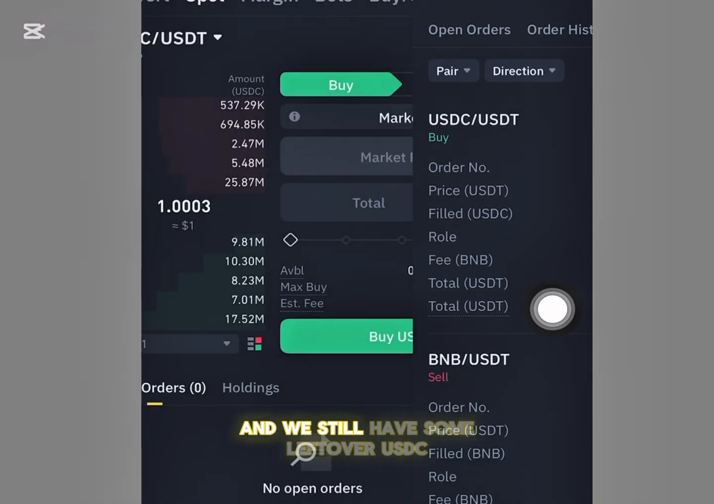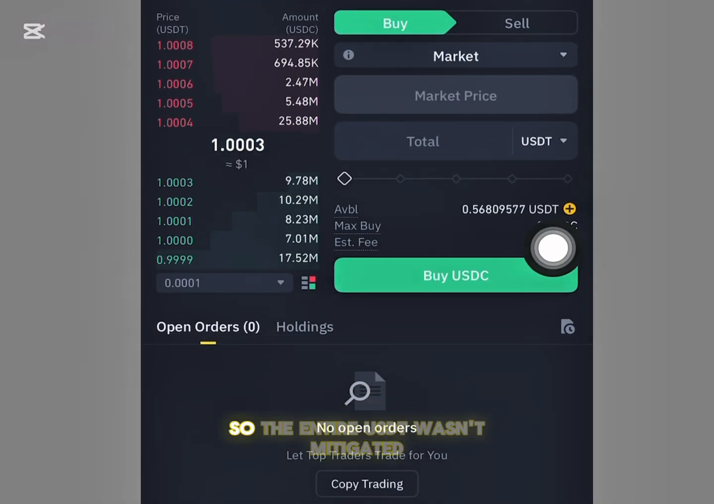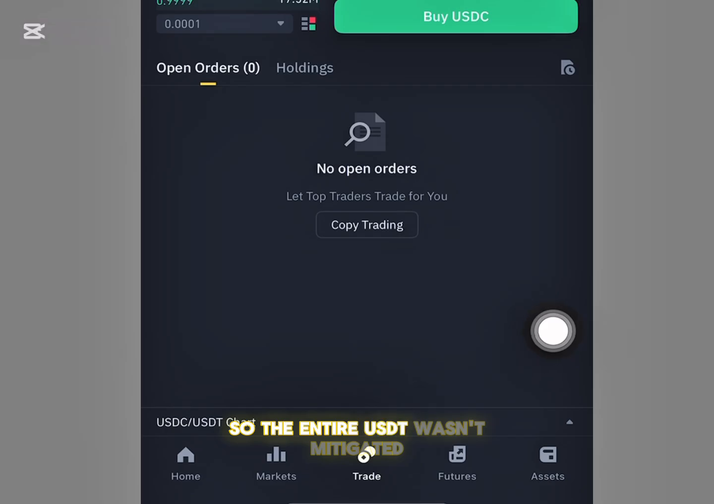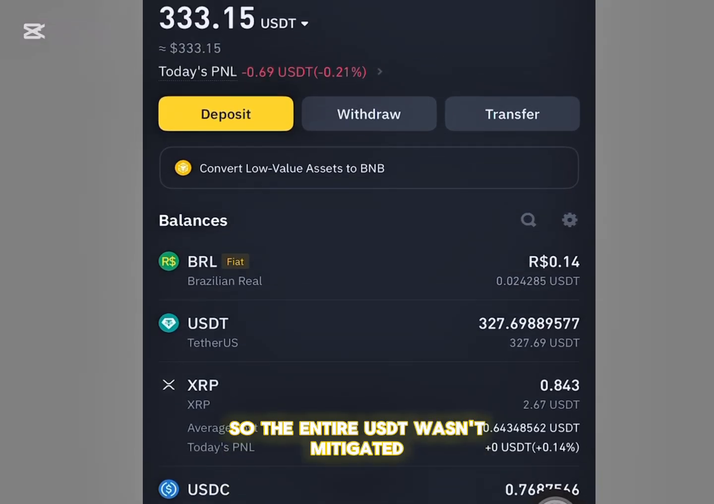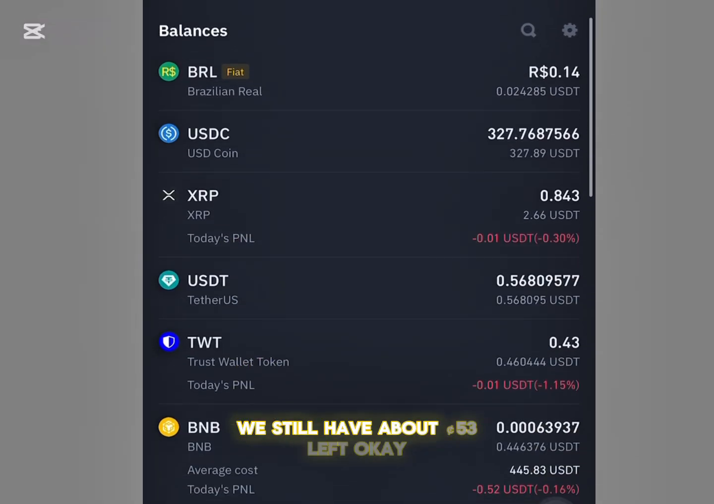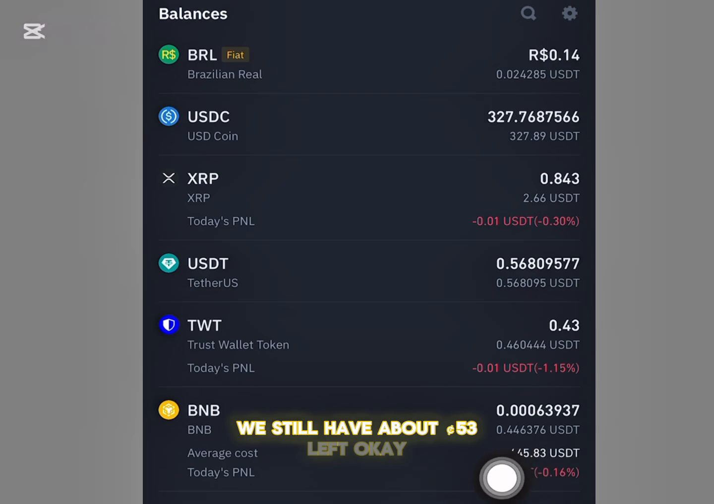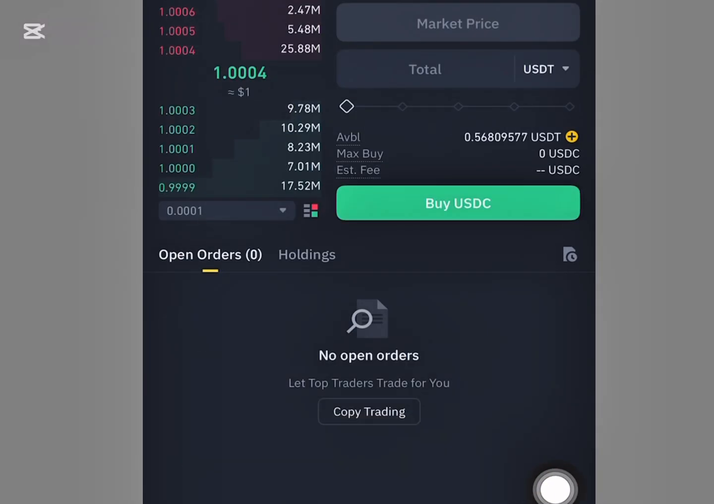Okay, and we still have some leftover USDT. So the entire USDT wasn't used. We still have about 53 cents left. Okay, so that should be clear there.